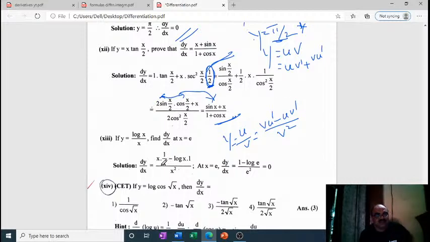See friends, these two cancel. 1 minus log x by x square. And for x you substitute e. 1 minus log e by e square. What is log e equal to? 1. So 1 minus 1 is 0 by e square. 0 is the answer.